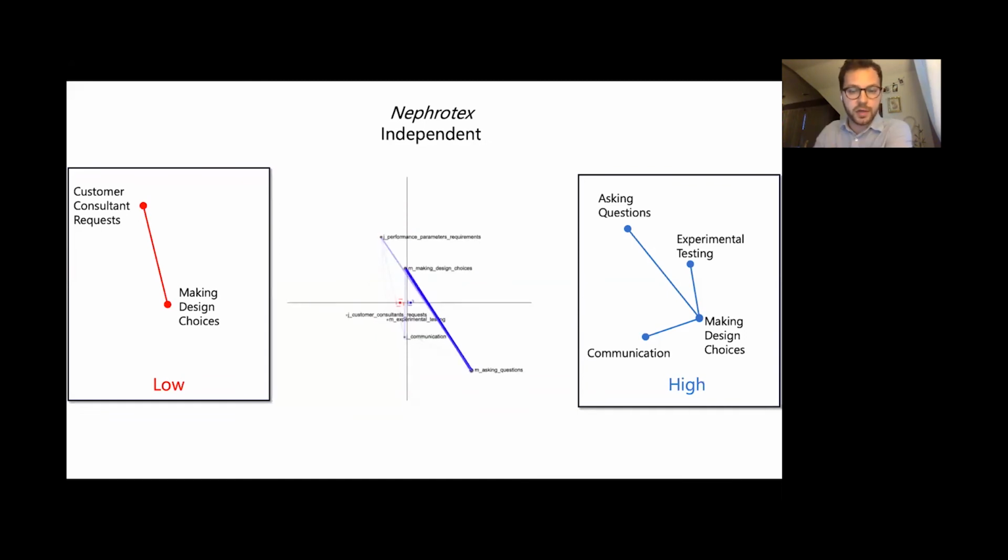When we look at the independent model, things shift a bit, but if we look carefully, things are largely the same. On the left, on the low side, for the low performers, the customer and consultant request is on the left. Those are actually all red lines connected to that. They're very faint. I didn't have time to inflate all of our values here so we could see that more easily, but there are stronger connections between customer consultant requests and making design choices for the low group. And those connections on the high group also exist in this model.